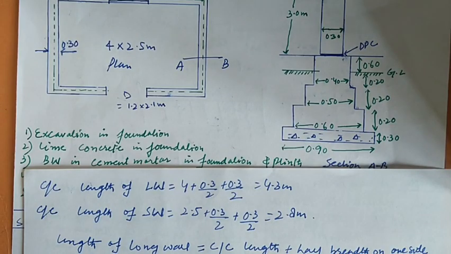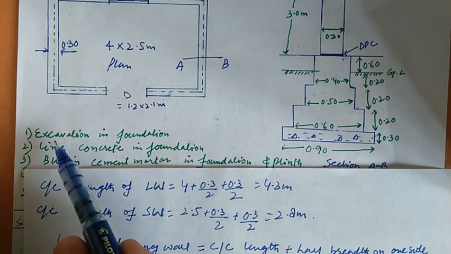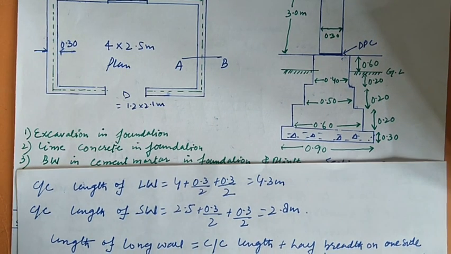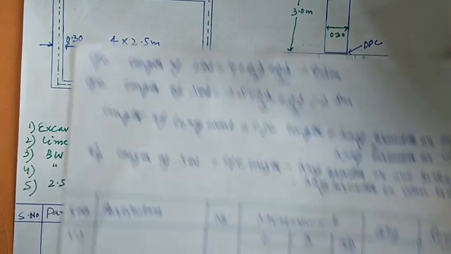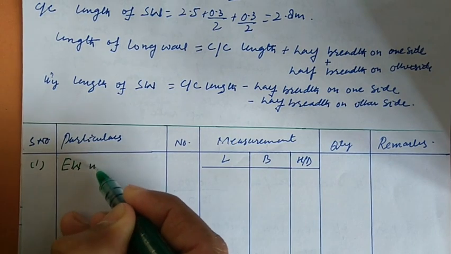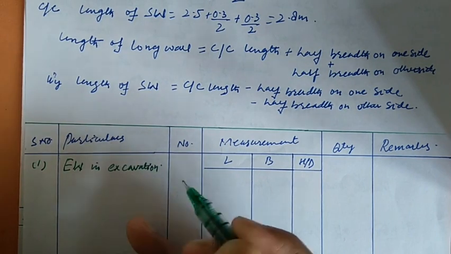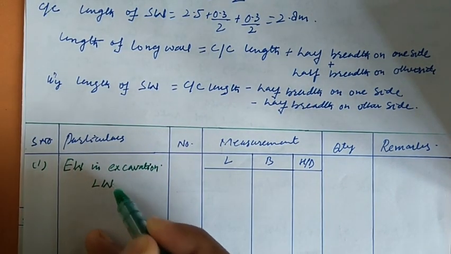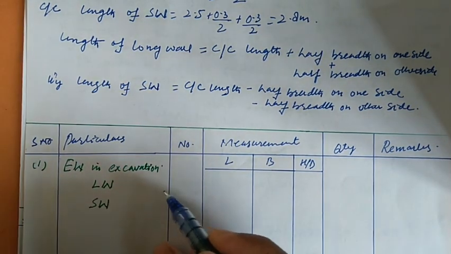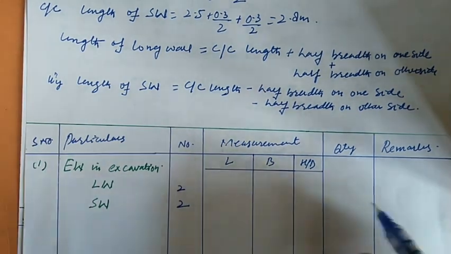Let us see how we apply this in our question. And the first thing that we have to calculate is the excavation in foundation. So let me write this. The first thing is earthwork in excavation. For this we have the long wall and we have the short wall. Now we know we have two long walls and we have two short walls. Now talking about the length, let me show you.